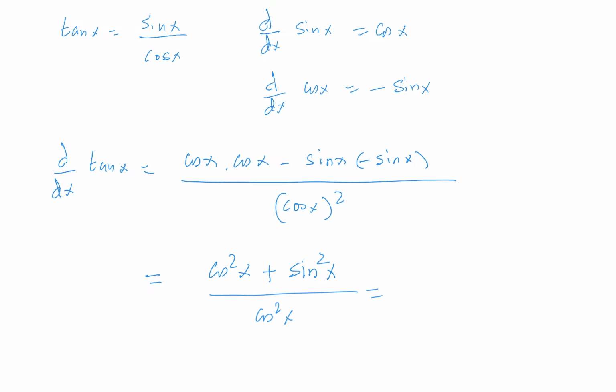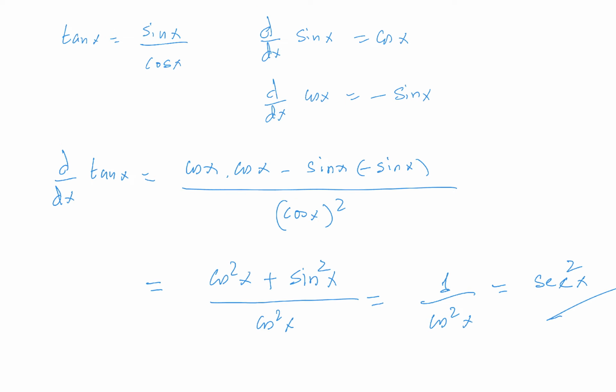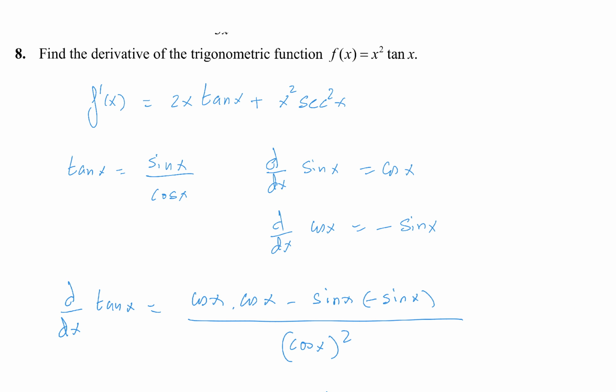So what is cosine square of x plus sine square of x? It is 1. 1 divided by cosine square of x. And what is 1 divided by cosine of x? 1 divided by cosine of x is secant of x. But here it says 1 divided by cosine of x by cosine square of x, so it's secant square of x. So the derivative is x squared secant square of x, and this is the final solution.